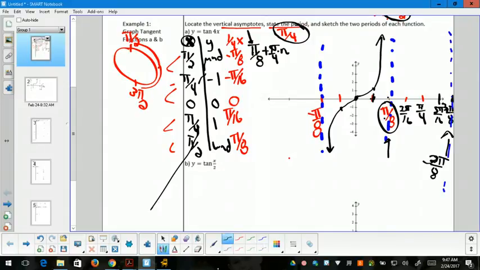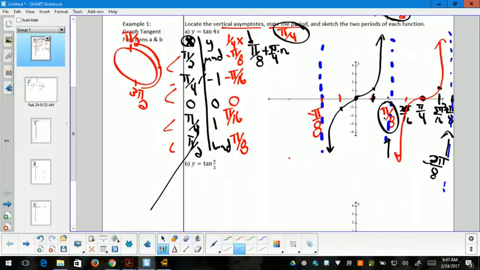This is easy because now I've just got the 3 intervals between. This one's up at 1, this one's down at -1, and this is at 0. So I can just connect those. There's a second period. You could also go in the negative direction if you prefer to do that.